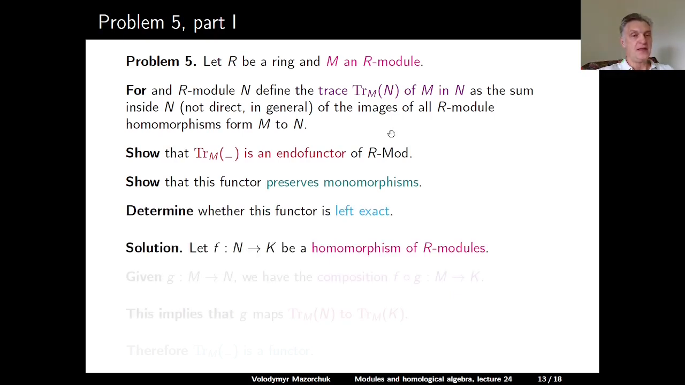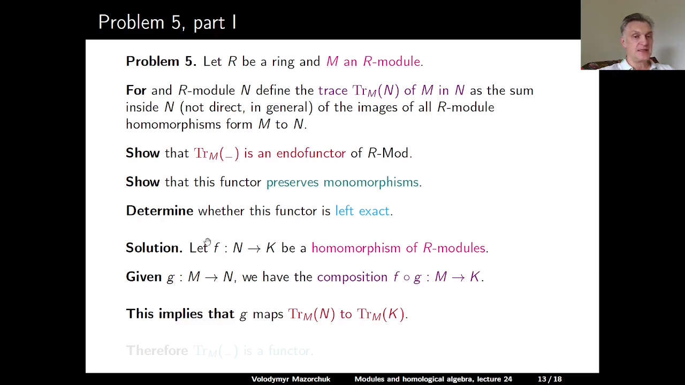Solution. Let F from N to K be a homomorphism of R modules. Given a morphism G from M to N, we have the composition F after G from M to K. And this implies that F maps the trace of M in N into the trace of M in K. F maps the trace, which is given as a sum of all such G's.